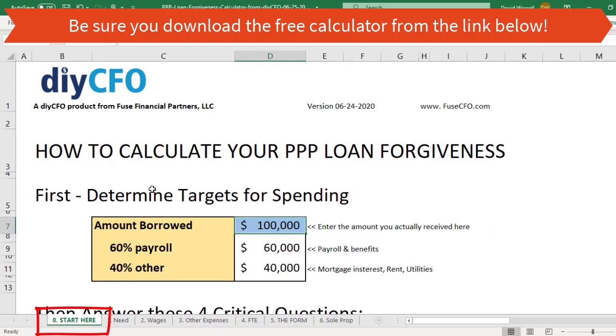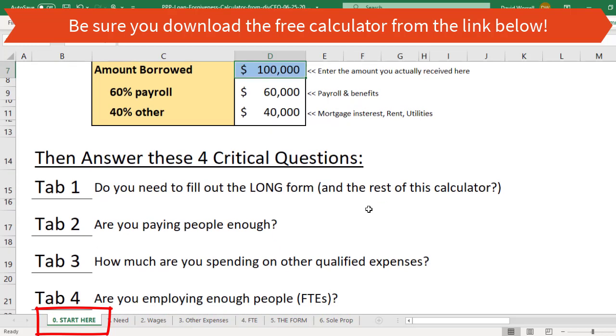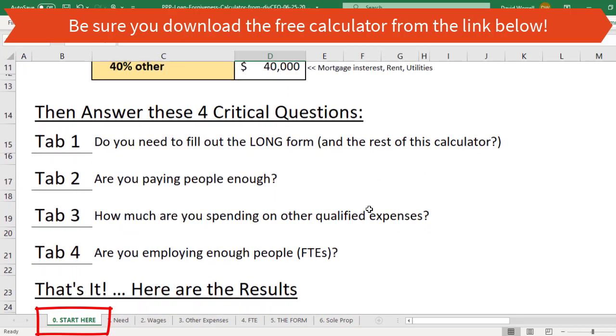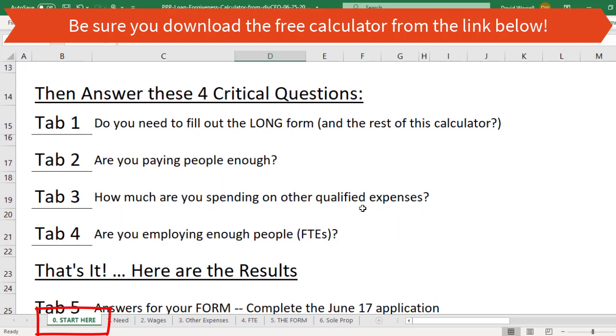So you're probably wondering, how do I even get started? Well, it's really simple. On the Start Here tab, you'll enter your PPP loan amount number, as I just did, and then scroll down and answer these 4 questions. These are the 4 critical questions to maximize your loan forgiveness.